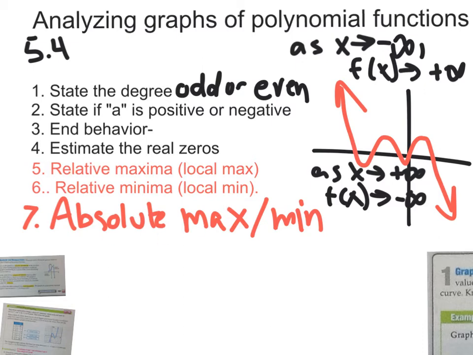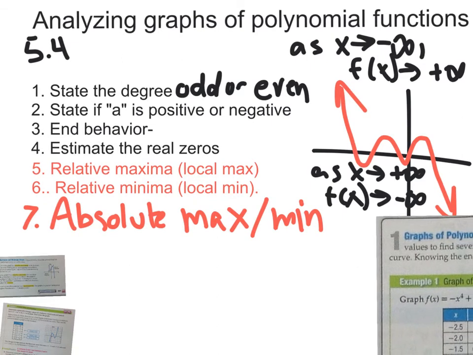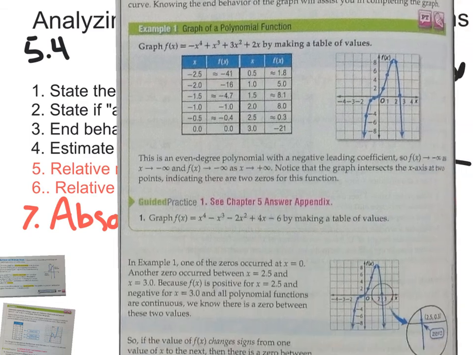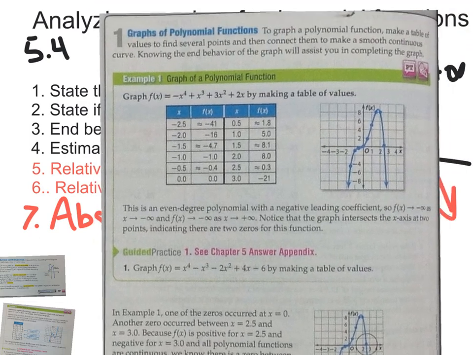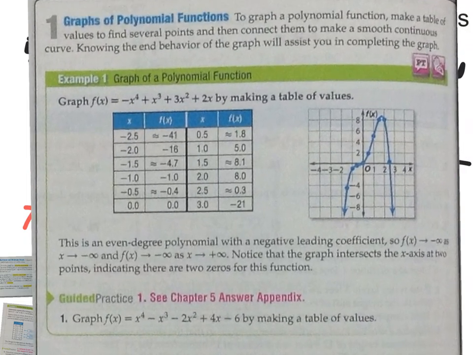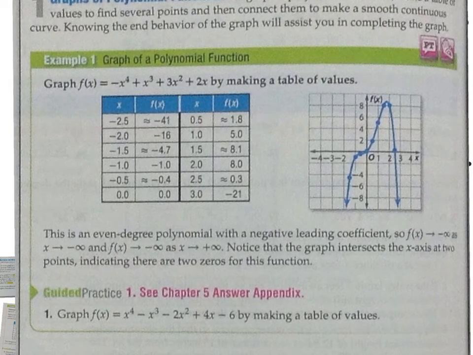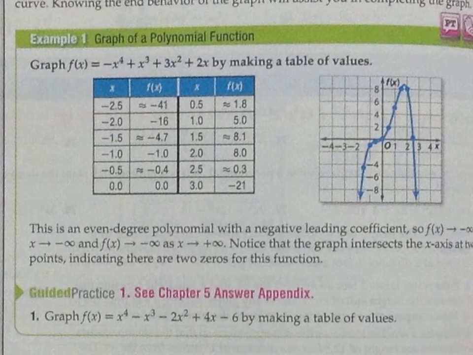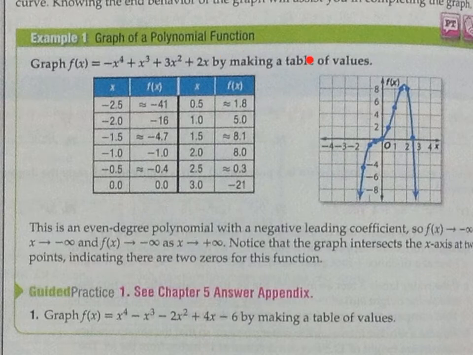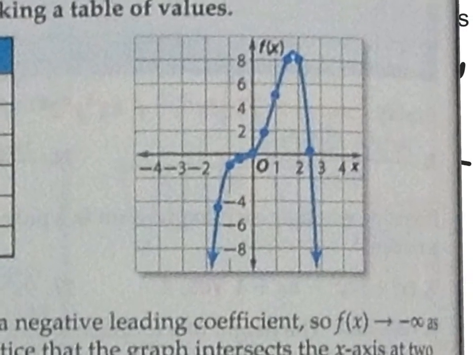Relative max, relative min, which is local max, local min, compared to absolute max, absolute min. So this is from the book. This is page 330. And here's an example. And let's pretend that you don't see this, right? Let's pretend you don't see this. Let's just look at the graph right here. Actually, let me do this. Look, you don't see it.